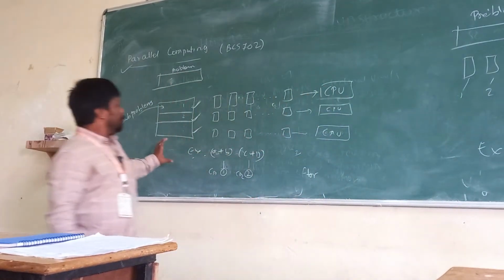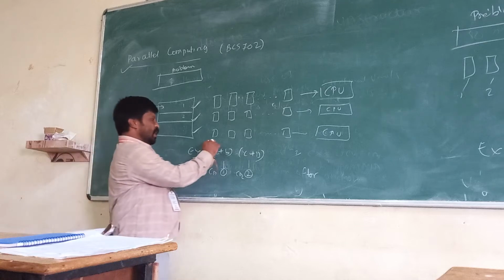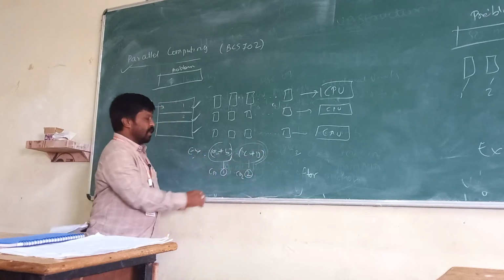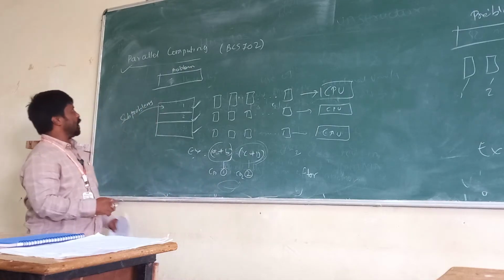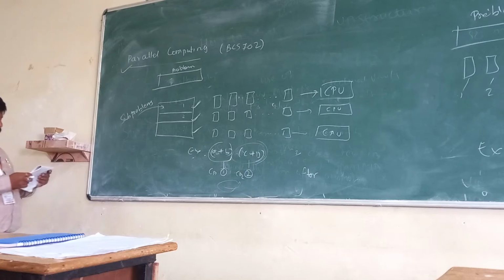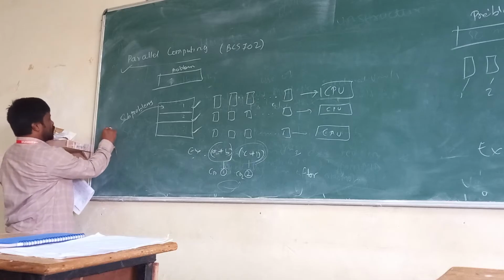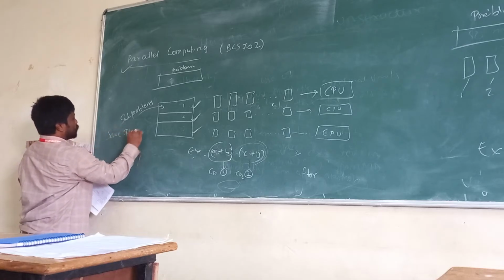But in parallel computing, we can execute them at the same time. a plus b is solved, and c plus d is also solved at the same time, and at the end it gives the answer fast. The main advantage of parallel computing is that it saves time.